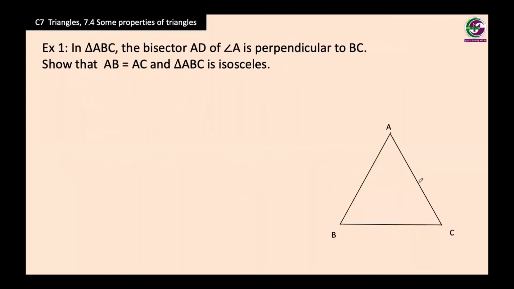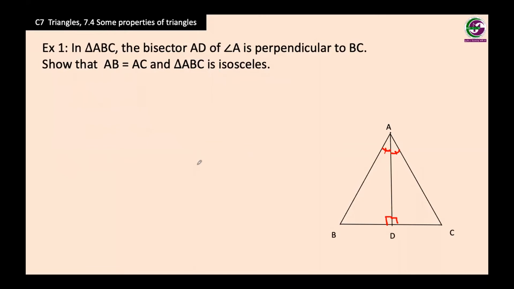Let us see more examples. In triangle ABC, the bisector AD of angle A, which means these two angles are equal, is perpendicular to BC. Perpendicular means it is 90 degrees. So we already got all the conditions. Look at this one. We have an angle, we have a side, we have an angle. So by ASA, these two triangles are congruent.